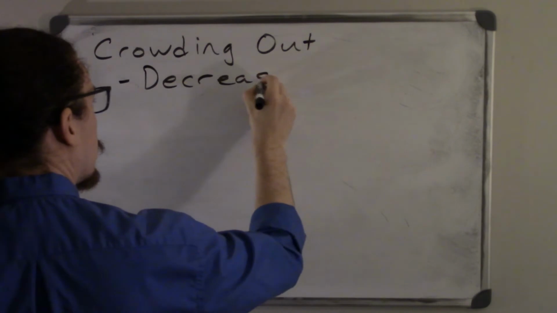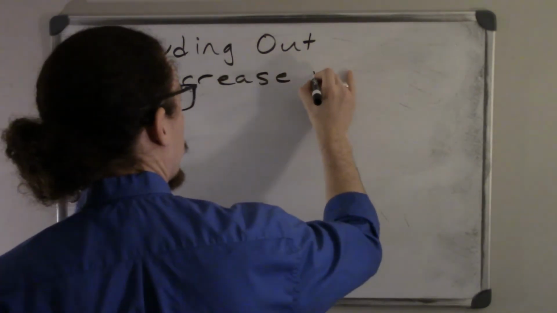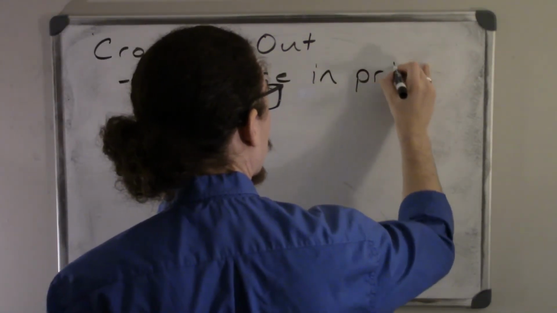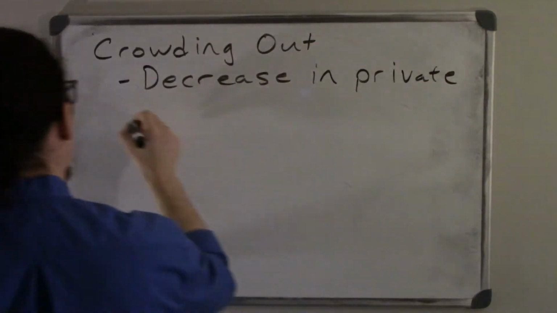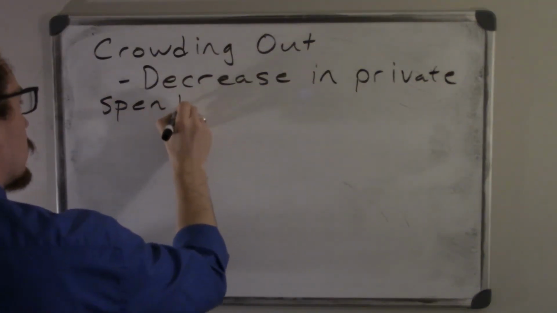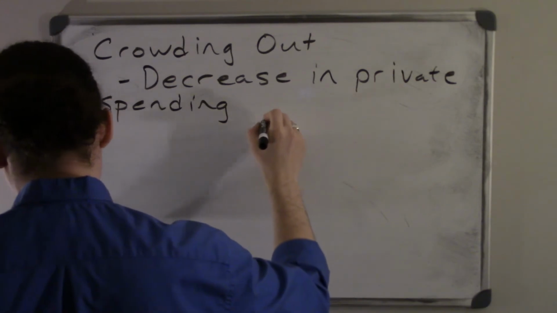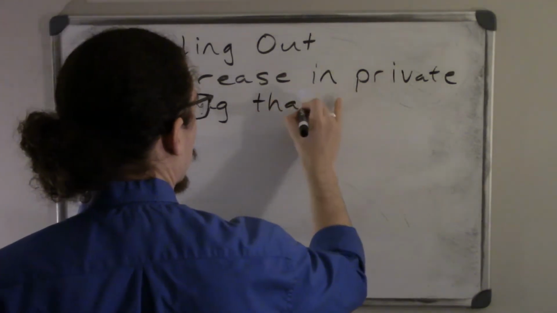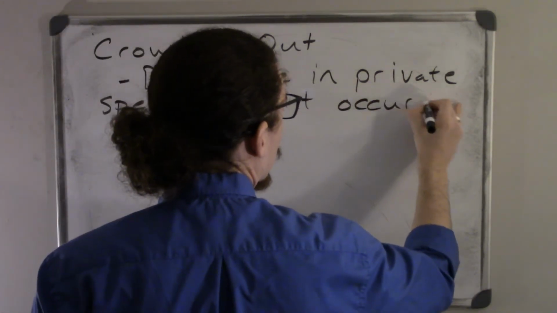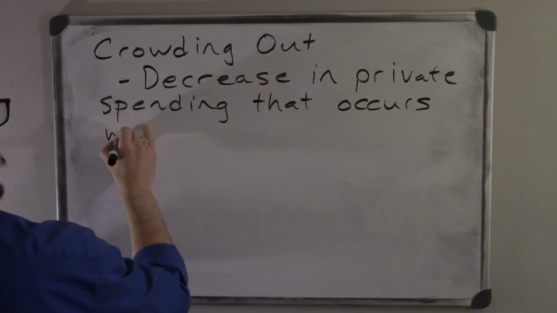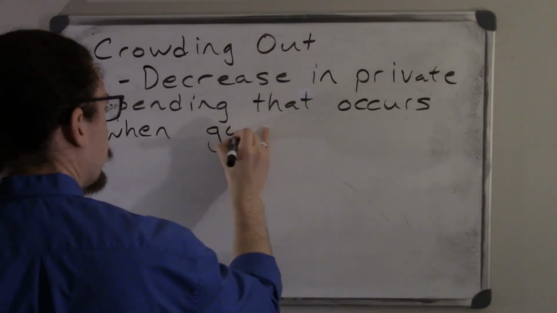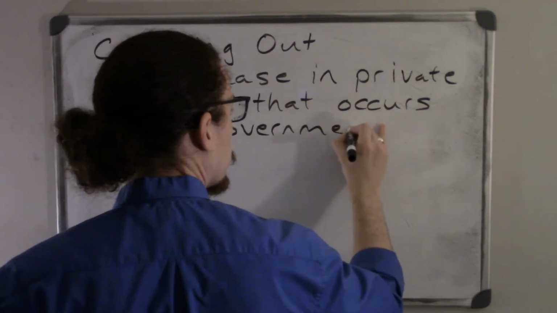All right, so crowding out is the decrease in private spending that occurs when government spending increases.